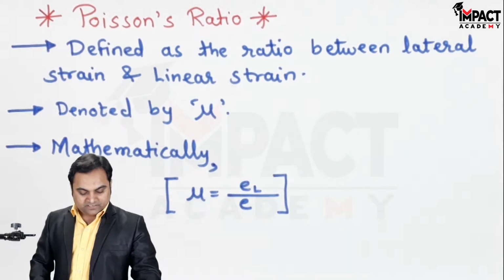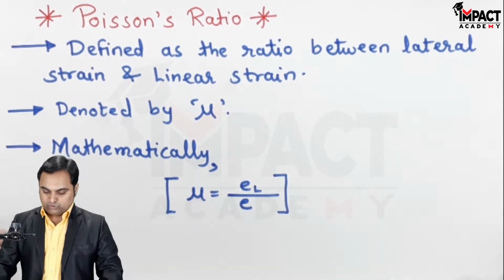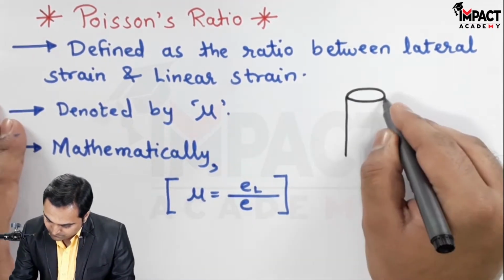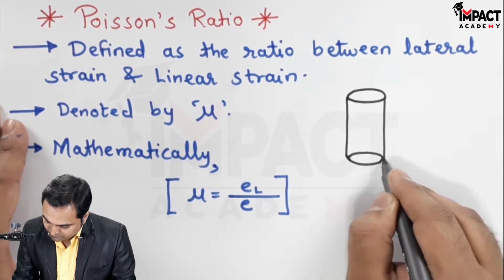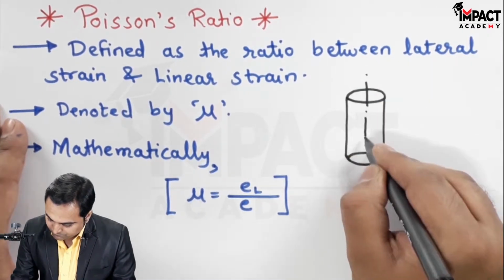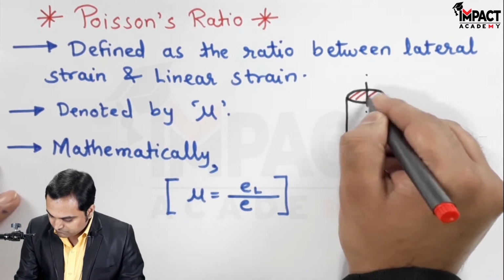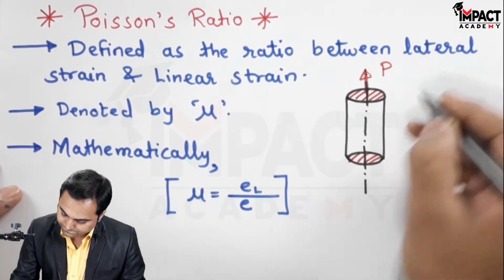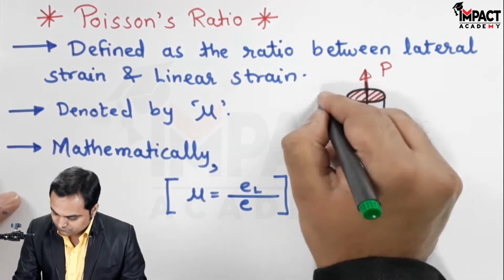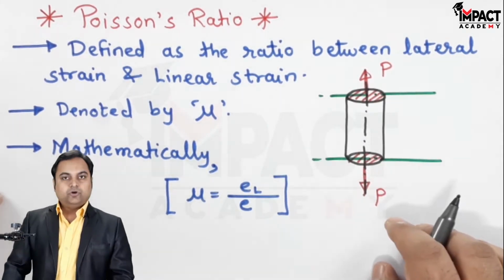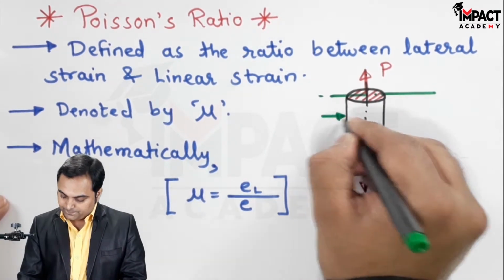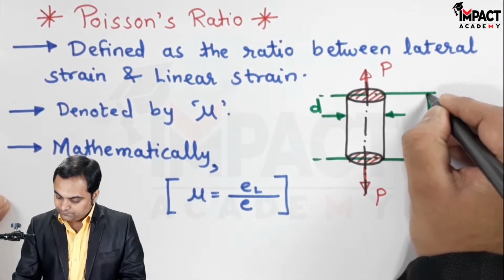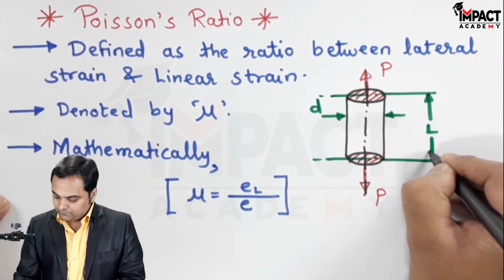Now to explain lateral and linear strain, I'll just draw a diagram here. There is a uniform rod subjected to pull. The rod is having diameter d and the length of the rod is L.